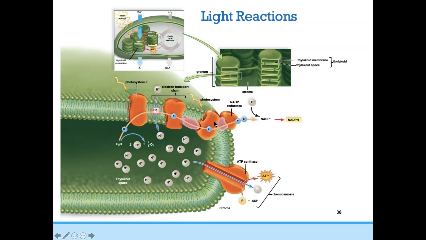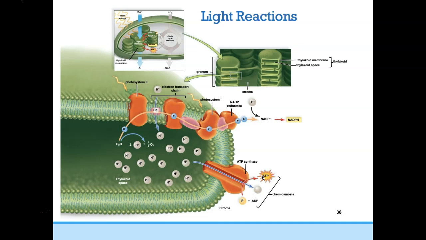At photosystem 1, this electron is being excited by a different wavelength of light, and this time the electrons are going to be used to reduce NADP plus into NADPH. All of the protons that were pumped inside the thylakoid from this first part of the light reactions flow from high concentration to low concentration down ATP synthase, which can phosphorylate ADP into ATP by chemiosmosis. So at the end of the light reactions, we have NADPH and ATP, which are both energy-carrying molecules.